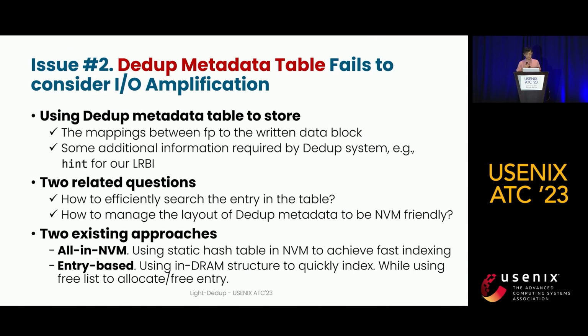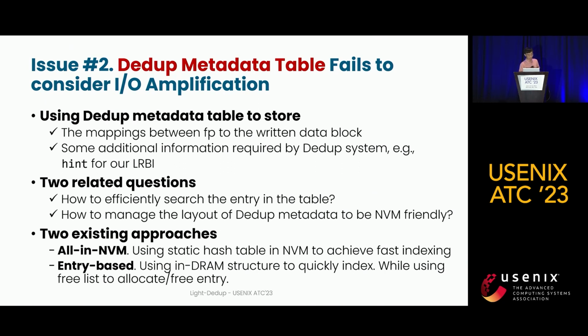The deduplication metadata table is used to store the basic information of deduplication, such as the mappings from fingerprint to the written data block and some additional information, such as the hint in our LRBI. And there are two related questions about designing the deduplication metadata table. The first is how to efficiently search the entry in that table, and the second is how to manage the layout of the deduplication metadata table to be more NVM friendly.